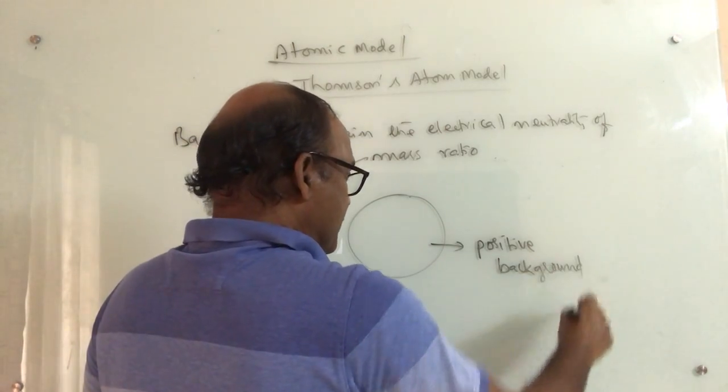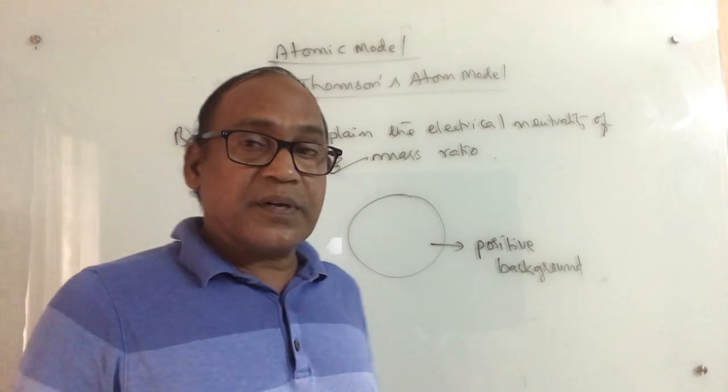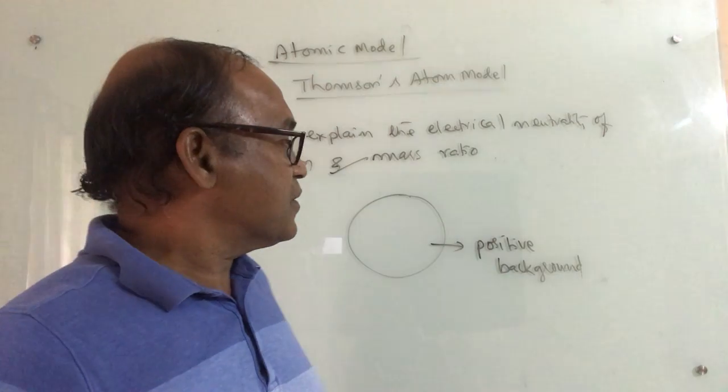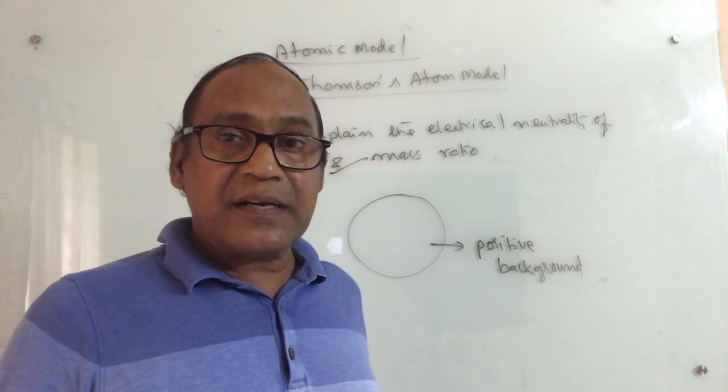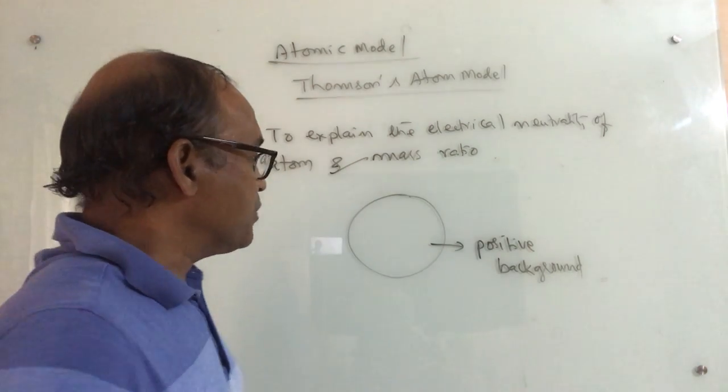The reason for mentioning the positive background is that the mass of the proton is quite a bit higher compared to the electron mass, so assuming that almost the entire mass of the atom is made up of the protons only, he mentioned a positive background.